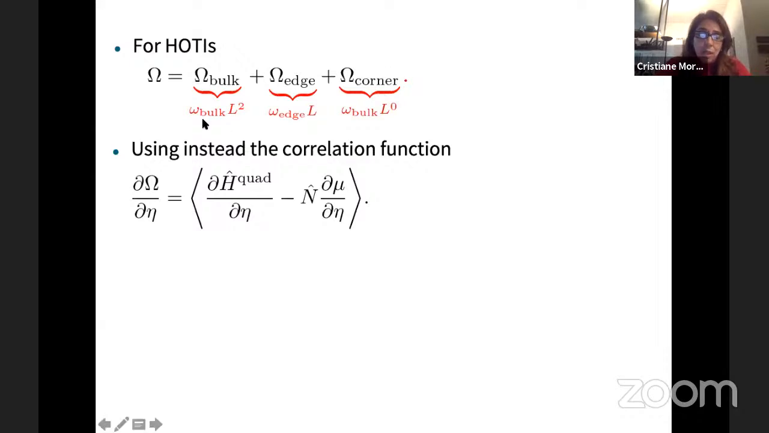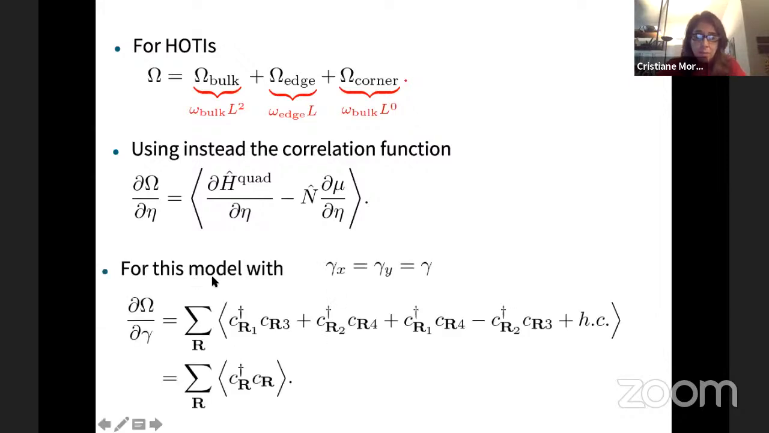And I have shown you that if we use correlation functions and look directly at derivatives of omega with respect to any parameter, I would do a much faster job by calculating correlation functions. So that's what we are going to do here, because this is really a regime when this scaling approach would be very costly to do.